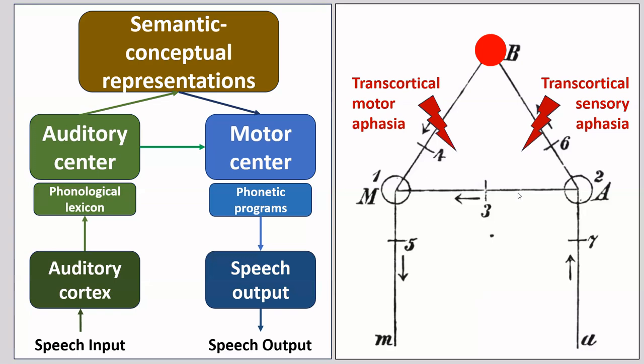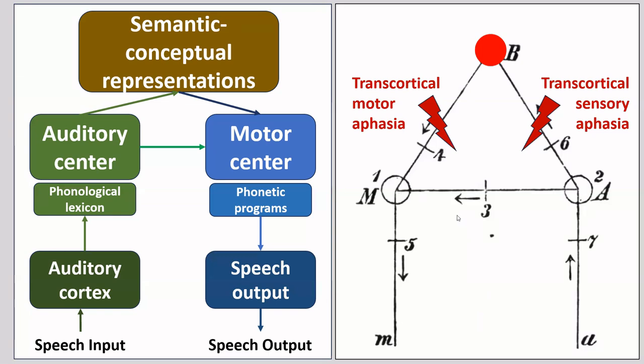So you see what's happening here? We basically get an isolation of either the auditory center in transcortical sensory aphasia or of the motor center in transcortical motor aphasia. And certain words cannot be activated because there's a disconnection between their meaning and their motor image or their word image. But repetition is still possible because this pathway is completely preserved.